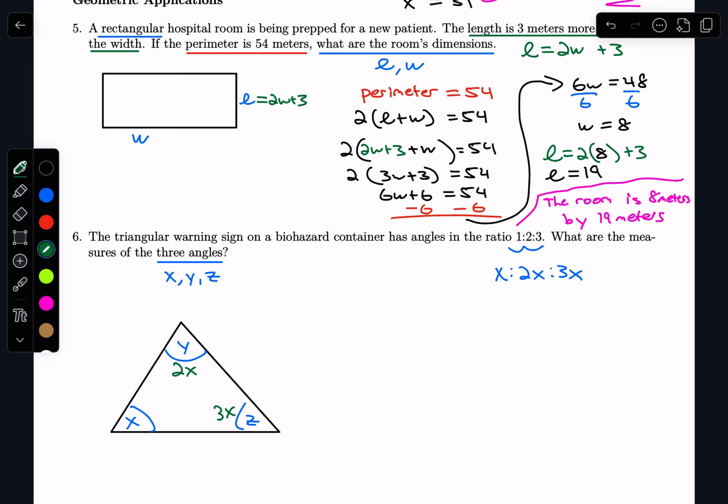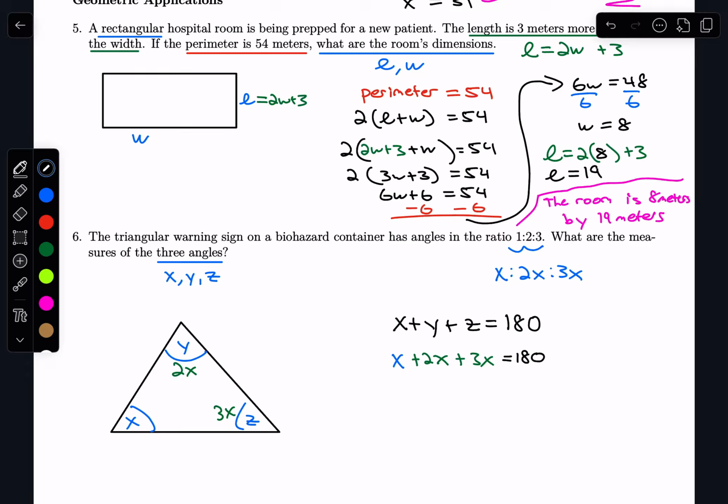That doesn't feel like we're really any closer to getting to an answer though. We wrote everything in terms of x, which is good, but what do we solve for here? How do we write an equation? This one requires that we know a little bit about triangles. In a triangle, the three angles, which in this case are x, y, and z, are supposed to add up to 180 degrees. So in our situation, x plus 2x plus 3x is going to equal 180, because we replaced the other two angles with 2x and 3x based on our ratio.